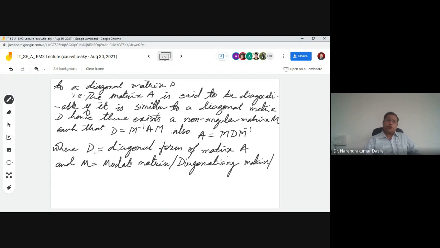It transforms the matrix A into diagonal form. So it is also called the transforming matrix. All these names are the same. M is the model matrix, it diagonalizes, so it is the diagonalizing matrix. It transforms, so transforming matrix. Okay.